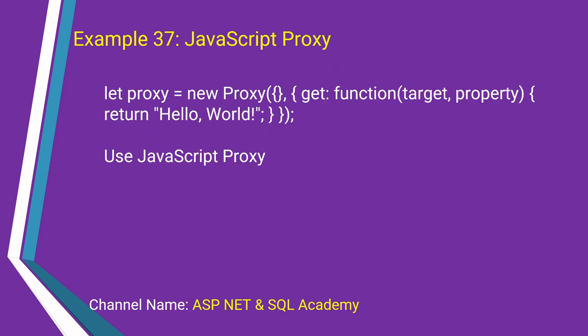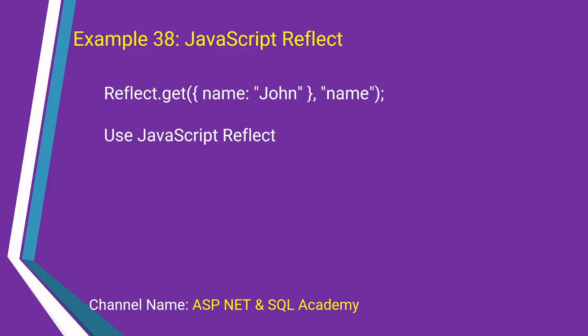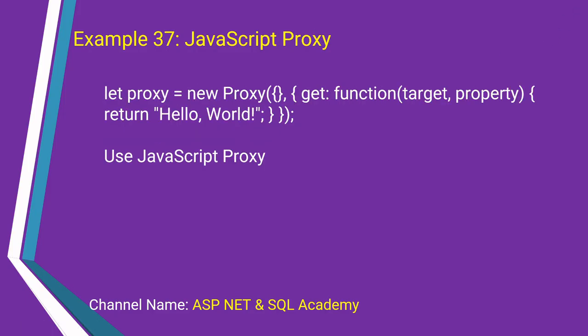Example 37. JavaScript Proxy. Proxy allows us to create an object that acts as an intermediary between the caller and the target object. We can use the Proxy constructor to create a new Proxy. For example, let us create a Proxy that logs messages to the console.